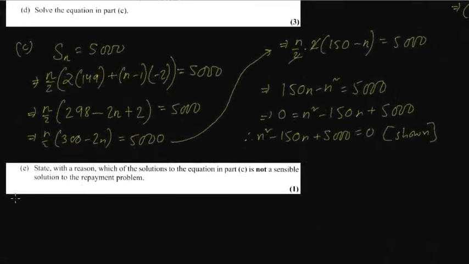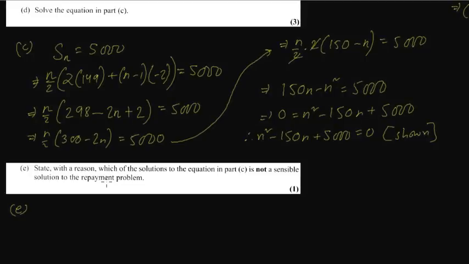Okay, the next one is a bit nothing to do with the sum, but a common sense sum. State with a reason which of the solutions of the equation is not a sensible one. Only 1 mark. Now remember, this is an irregular sum, but just an idea. Whenever we are talking about money, and they're talking about sensible, you have to remember money cannot be negative.